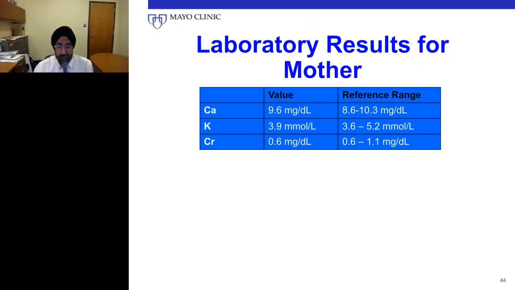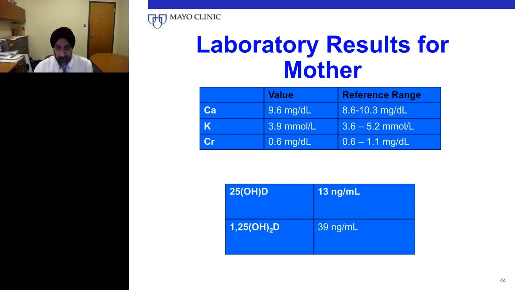So what led to this toxicity in this particular child? We tested mother's blood, and it was good to confirm that mother's calcium, potassium, and creatinine are in the normal range. Mother's vitamin D was also normal, so that could not explain high vitamin D levels in this particular child. Even though we know that this baby was being breastfed as well, because mom doesn't have high levels, there was no way that vitamin D was going from mom into the child.